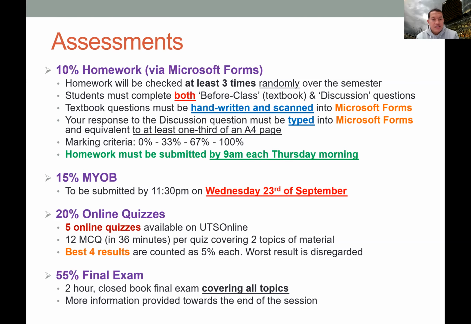Next is the MYOB assignment. This will be worth 15% of your total assessment. The due date is the 23rd of September. Nelson will allocate you the case. Once you receive the case allocation, you can start doing the MYOB assignment.